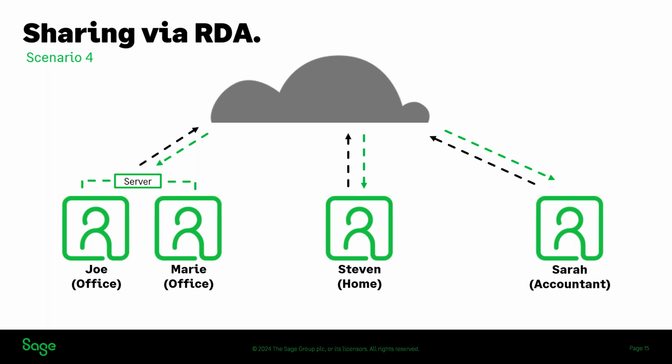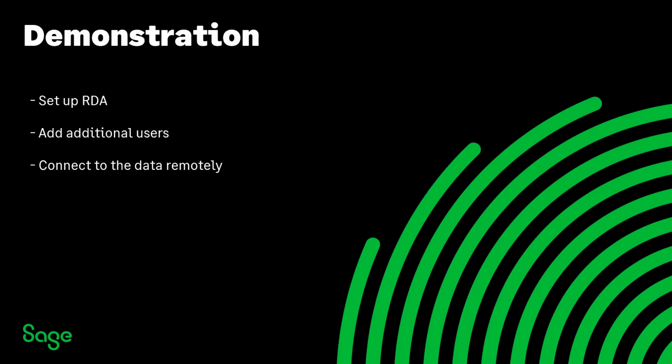Okay, so let's have a look at the demonstration on how to set up this process. So we're going to take a look at 3 videos. We're going to set up remote data access. We're going to add additional users. And then we're going to show you how to connect to the data remotely as if you are those additional users as well. Just a reminder as well, don't forget you do receive a link to the recording in your follow-up email. So if you do need to re-watch those videos, they are going to be available for you to revisit as well.